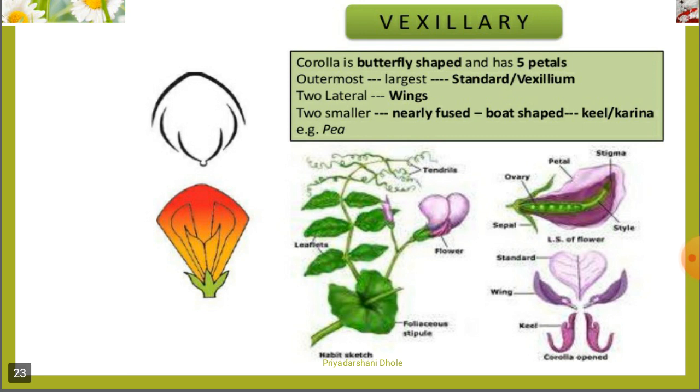Next one is vexillary. The corolla is butterfly shaped and has 5 petals. You can count these in the photograph: 1, 2, 3, 4, and 5. There is a 4 type.